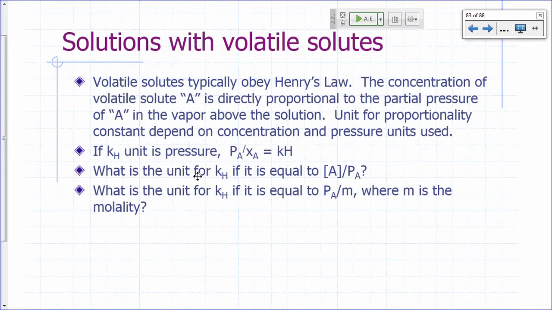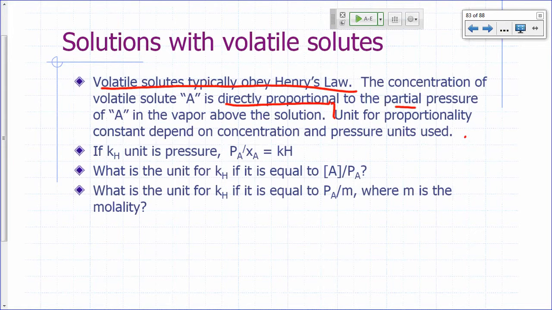Solutions do tend to not follow Raoult's law, especially when you're dealing with solutes. The solutes typically don't follow Raoult's law. They follow what's called Henry's law. Henry's law basically says that the concentration of a volatile solute in a liquid mixture is directly proportional to its partial pressure in the vapor. Okay? So now the proportionality constant depends on what units you're using for your pressure and your concentration.